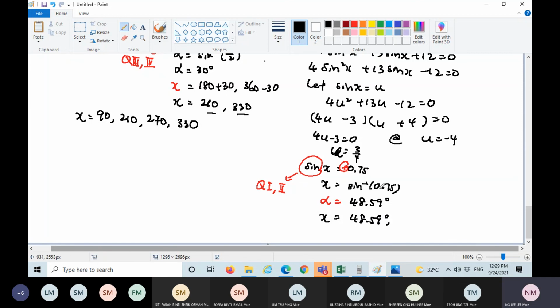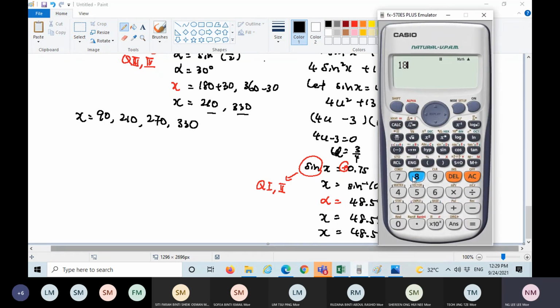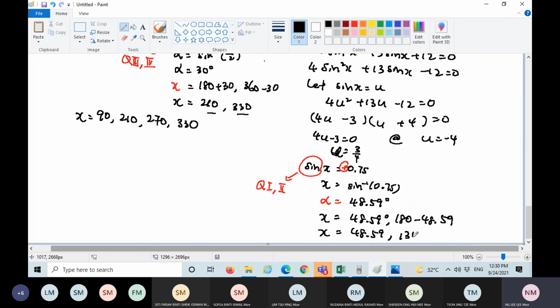That is one answer. The second answer is in the second quadrant, 180 minus. Let me call out my calculator again. 180 minus the answer just now is 131.41. This is one of the factors I have settled. The other factor, same thing: the u I replace with sine x.